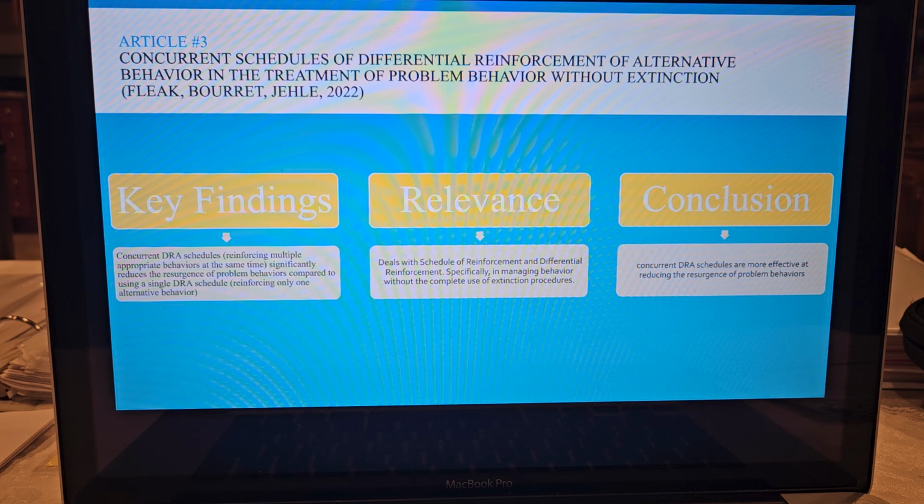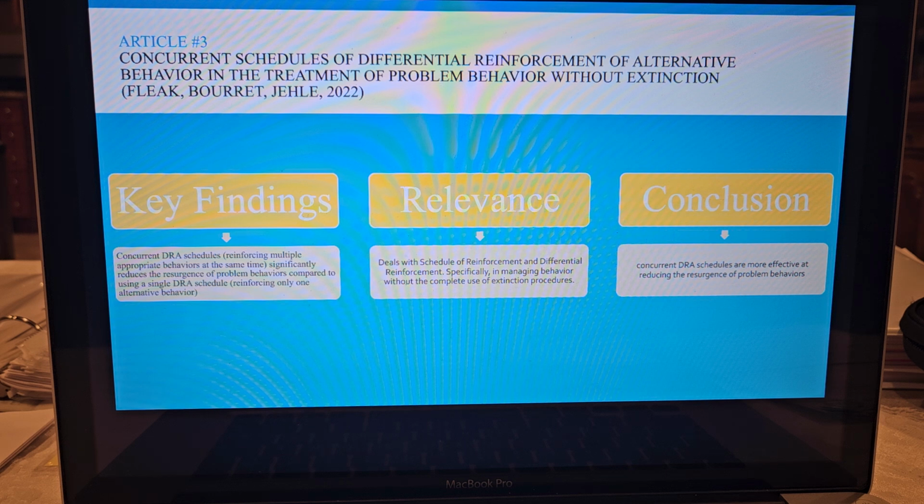This is relevant to the BACB task, particularly in understanding schedules of reinforcement and differential reinforcement strategies. It provides a more flexible and practical way to manage behaviors when extinction procedures are just not feasible.